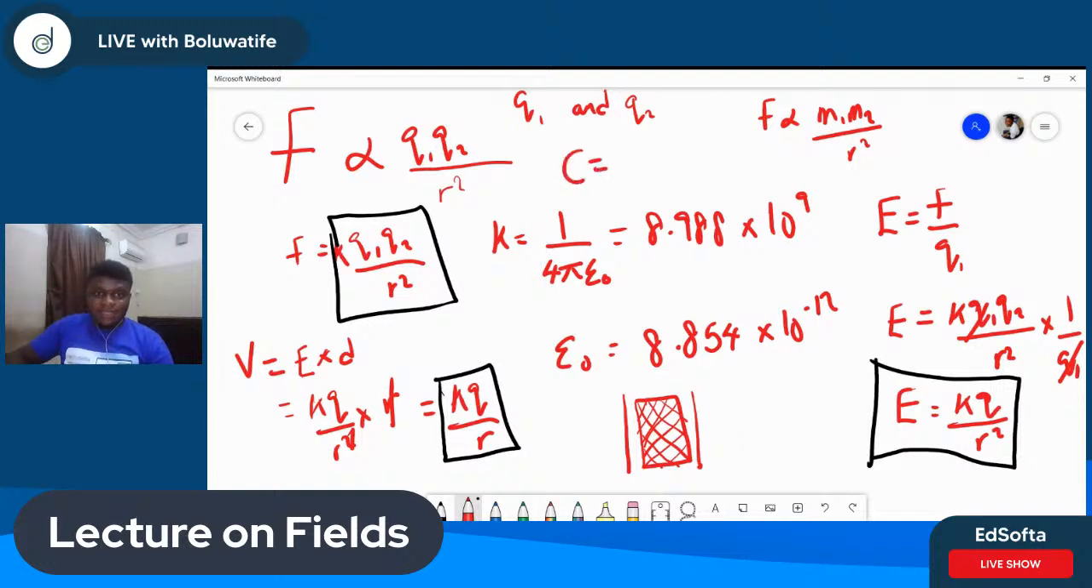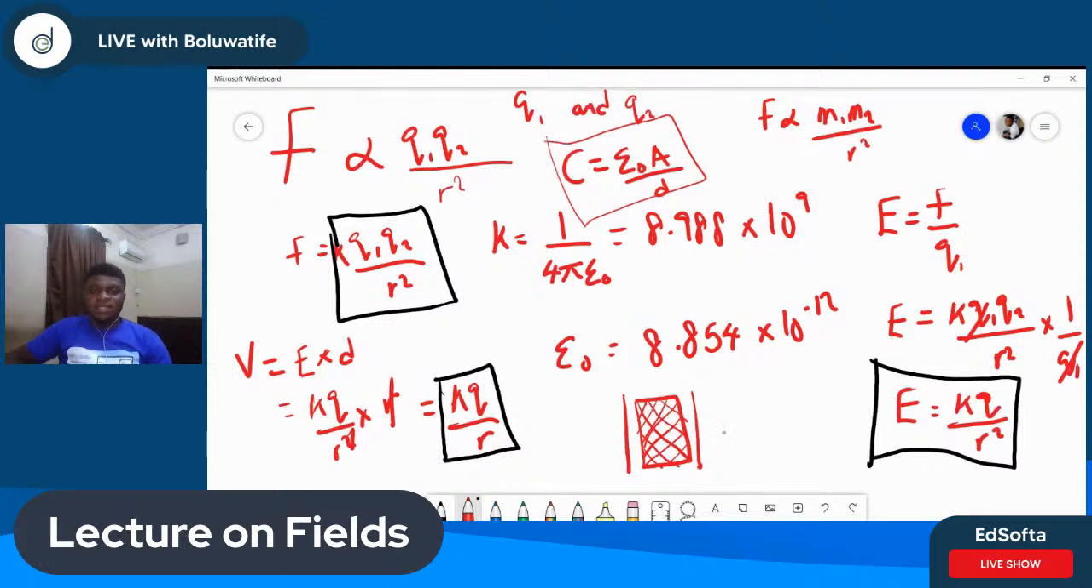So capacitance is given by epsilon zero A over the distance. Distance also plays a part. It varies inversely as distance and varies proportionally as area. So the bigger the area, the bigger the ability to store charges. The closer the distance, the bigger the capacitance, but the further the distance, the smaller the capacitance. So this is the formula for capacitance.